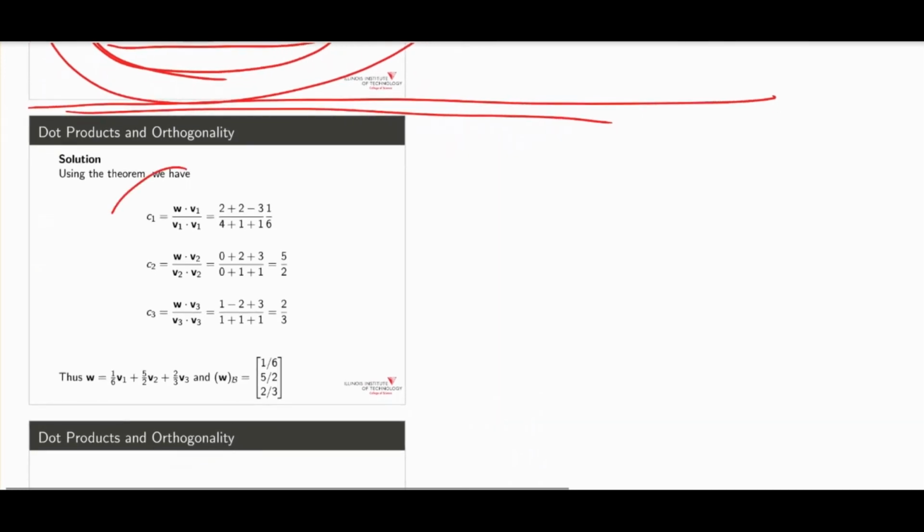If you have that, your C1, C2, and C3 are easily obtained. You don't have to do row reduction whatsoever. You just take the dot products and you will see that W will be 1/6 of this, 5/2 of this, 2/3 of this. That is now our coordinate with respect to V1, V2, and V3.